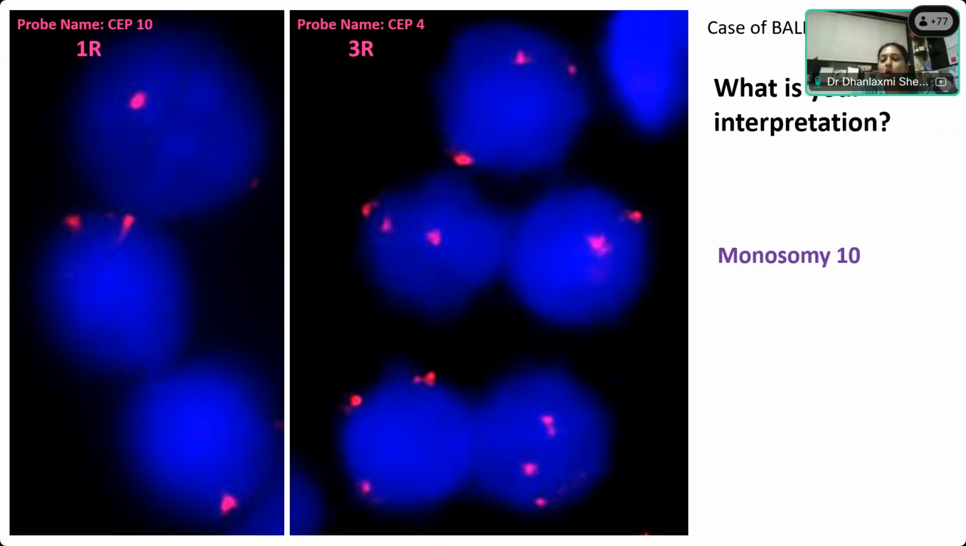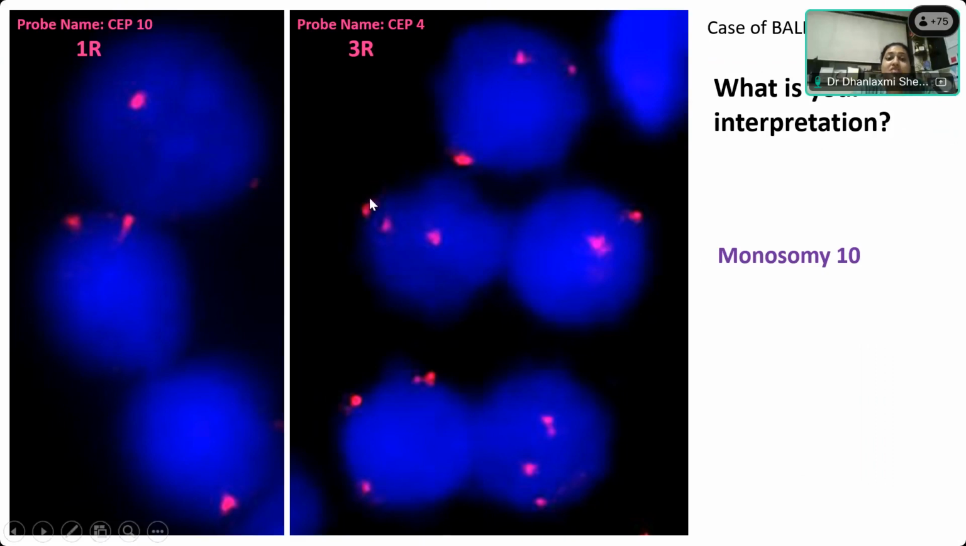Okay, so this image represents monosomy 10. See, we should have two copies of chromosome 10. So this is a centromeric probe and one copy is deleted, so what we would interpret it as is monosomy 10 for this image. Okay, now coming to the next image here.